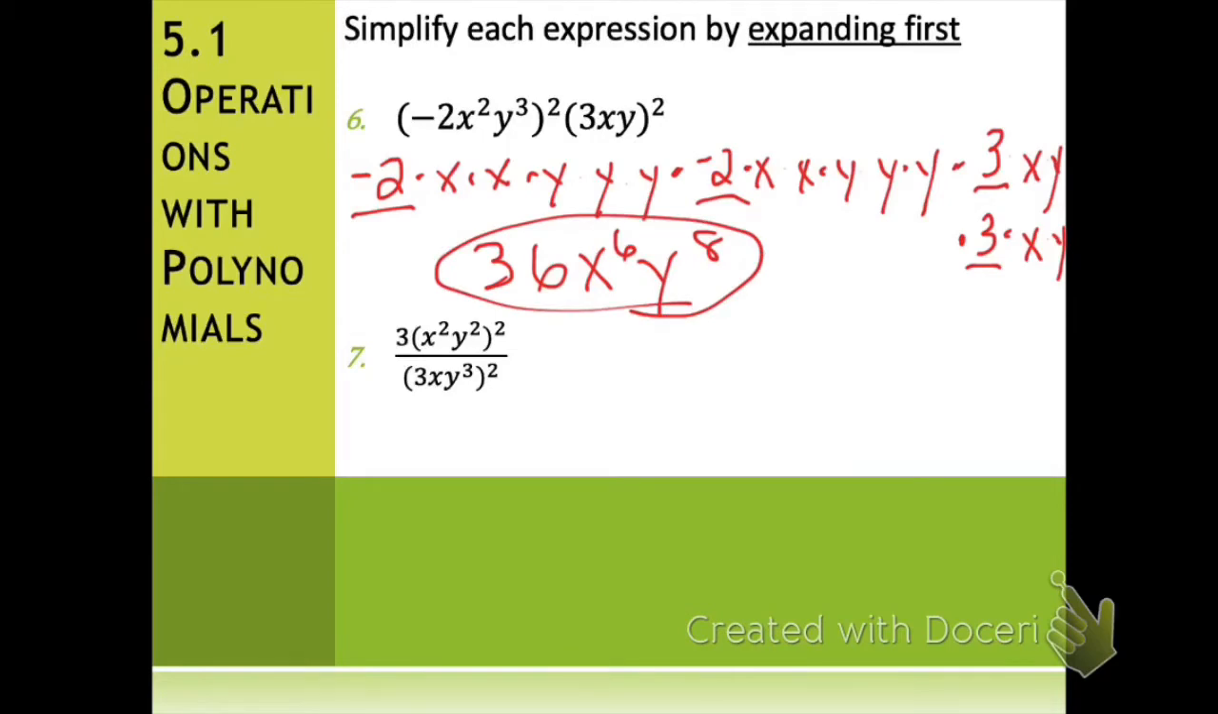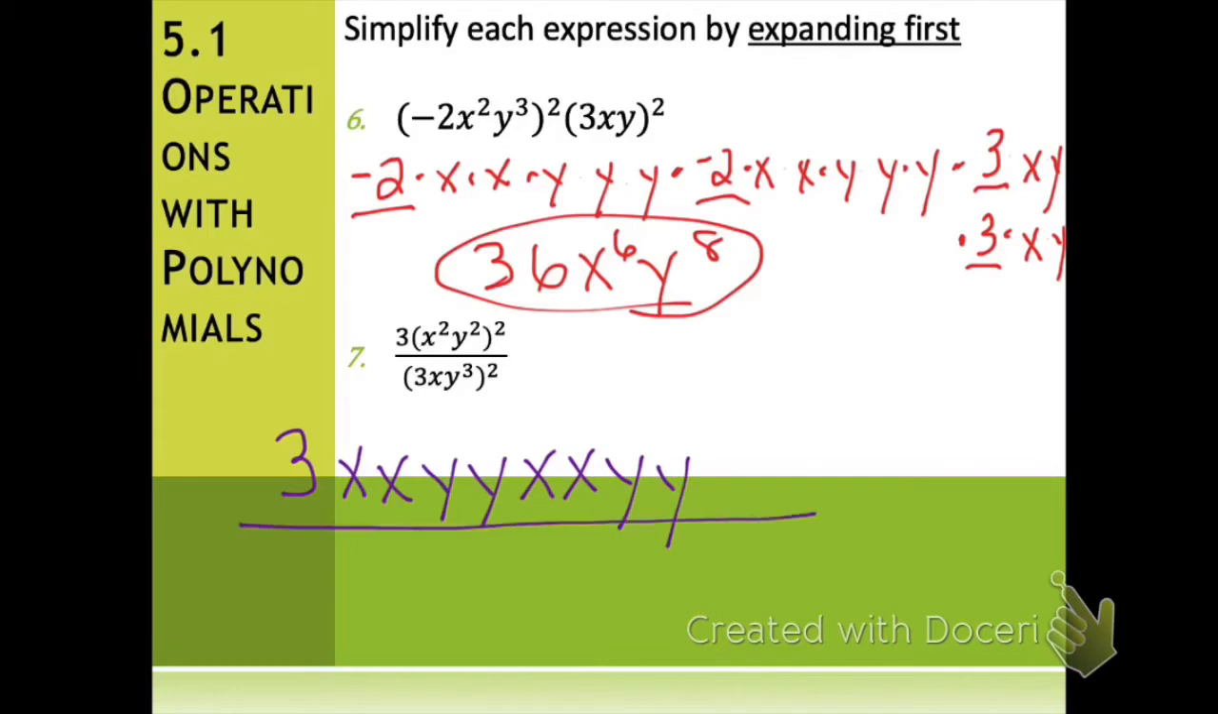Okay, the second problem, a little different. It's a division problem, it's a fraction, so let's expand it first and see what happens. So if I expand it, I'm going to get 3 times x times y times y times x times y on top. And on bottom, I'm going to get 3 times x times y times y times y times another 3 times x times y times y times y.